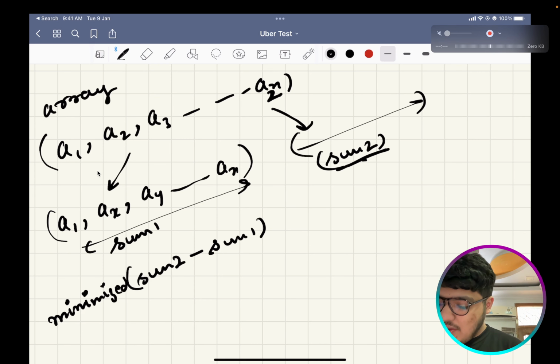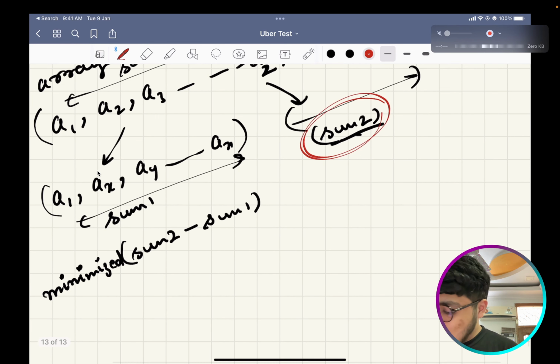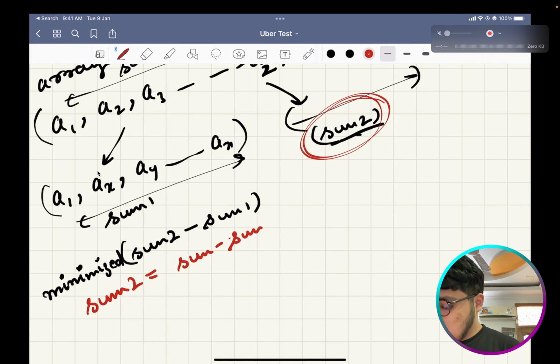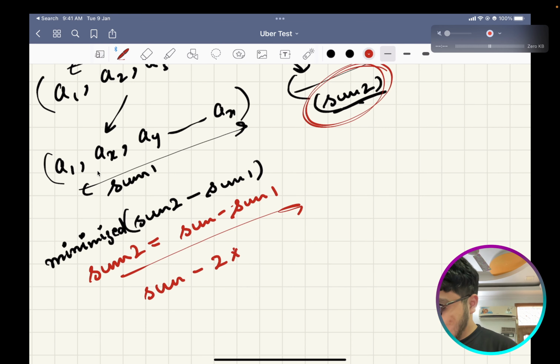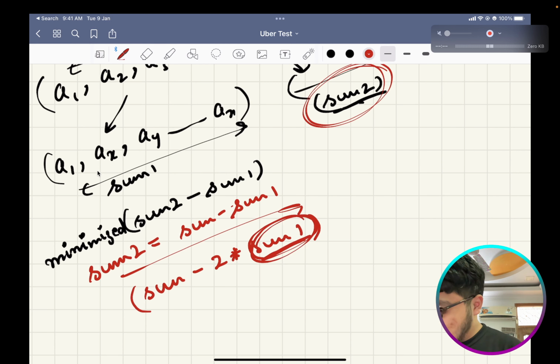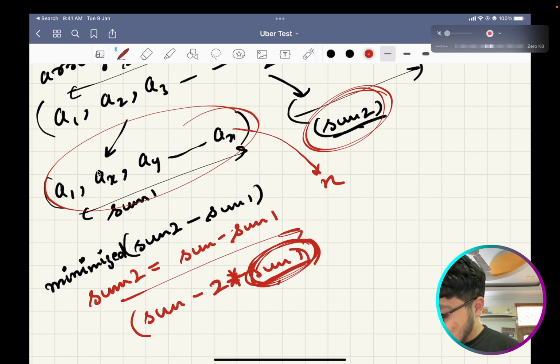You also know the sum of this whole array, right? So can I write sum 2 equal to sum minus sum 1? Yes, I can. So I would be left with this problem to solve: choosing these n elements in such a way that sum 1 is very close to the total array sum.